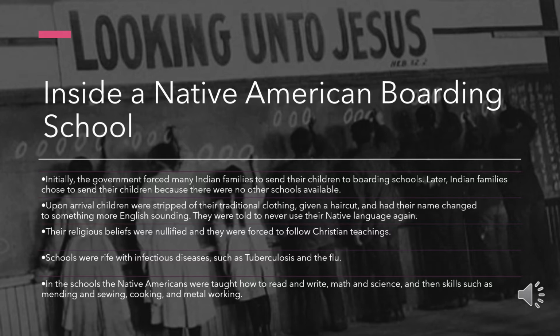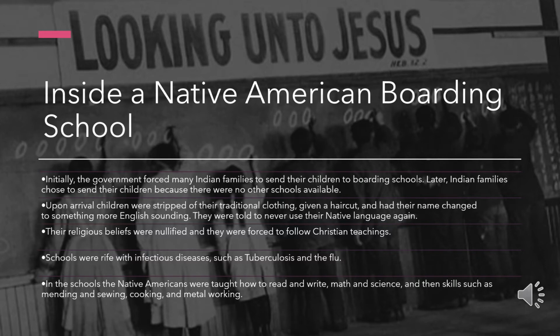Their religious beliefs were nullified and they were forced to follow Christian teachings. A lot of Native American religion is based upon nature. They were told this was evil and wrong, and they were told that they must follow the teachings of the Bible and Christ. Schools were rife with infectious disease such as tuberculosis and the flu. And as I stated in an earlier slide, over 200 children died at the Carlisle Institute alone.